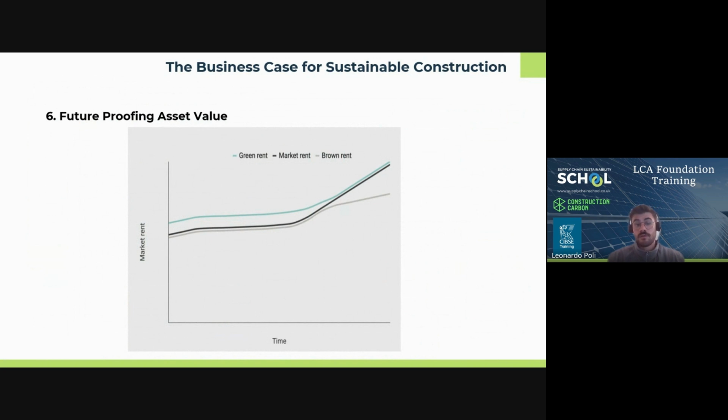Then we have future-proofing asset value. All the benefits itemized in this part 2 continue to underwrite the future value of constructed assets. However, the reverse is also starting to apply, i.e. the substandard asset will reduce in value, potentially to the point they become stranded assets, at which point either a major refurbishment or demolition will be necessary.